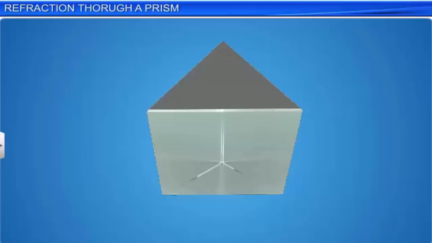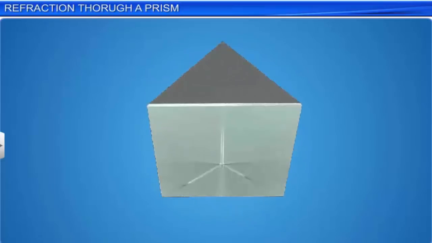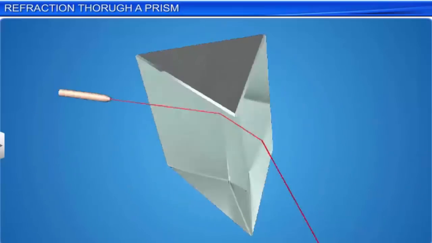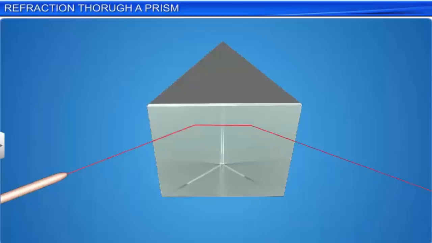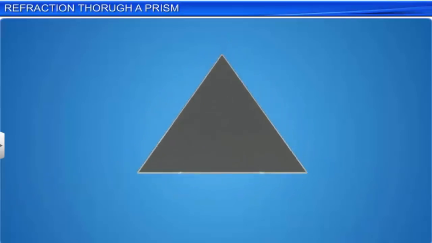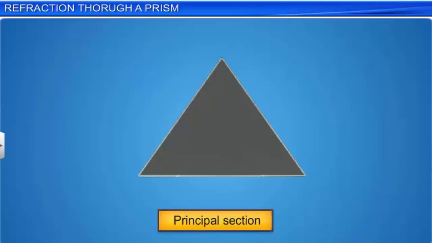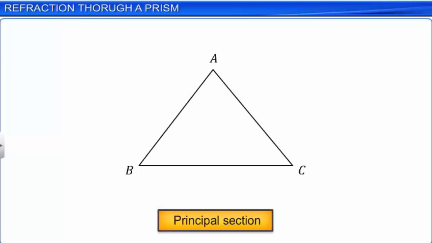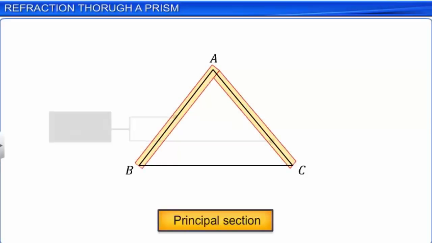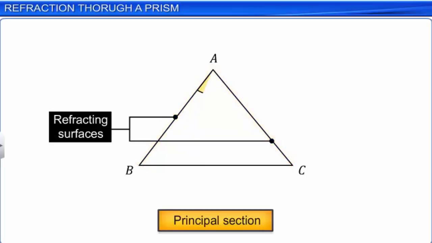A prism is an optical apparatus made of transparent material with flat and polished surfaces that refract light. The most commonly used prism is a triangular prism which has 2 triangular and 3 rectangular surfaces. The 2 rectangular surfaces through which light is refracted are called the refracting surfaces of the prism. The cross-section of a prism that is perpendicular to the refracting surfaces is called its principal section. Here, ABC is the principal section. The faces AB and AC represent the 2 refracting surfaces. The angle between the 2 refracting surfaces is called the angle of the prism or the refracting angle.